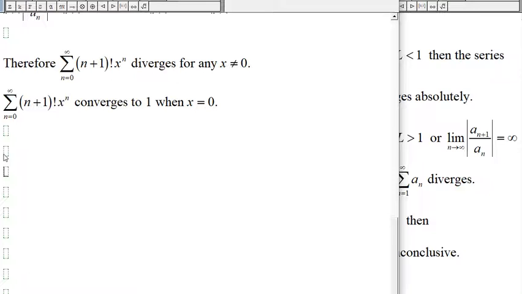And so the only value of x that would make this series converge is x equal to 0. So the interval of convergence is no longer an interval, since we just have the single number 0, and we would write it like this: 0. And that's how we find the interval of convergence for this particular power series, (n plus 1) factorial times x to the n.